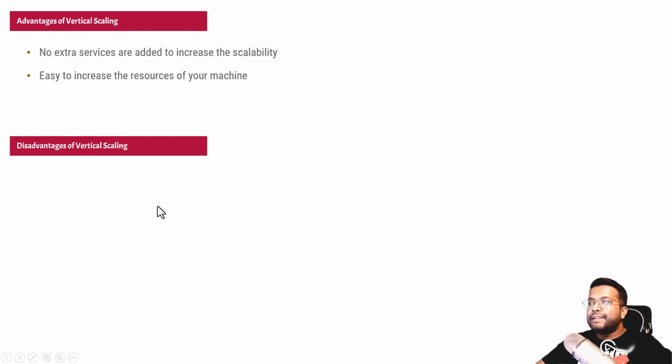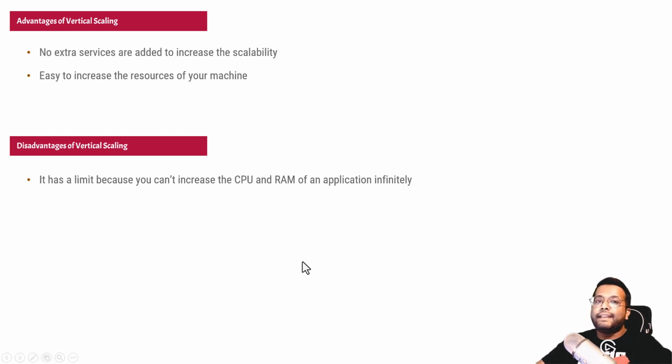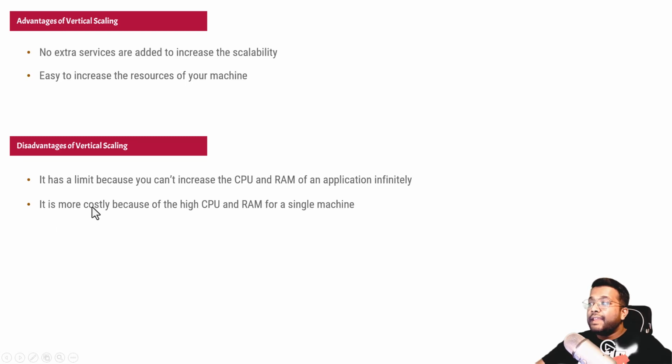Now, what are the disadvantages of vertical scaling? It has a limit because you can't increase the CPU and RAM of the application infinitely. There is no machine where you can infinitely increase the CPU and RAM. So that's why there is a limitation. It is also more costly because of the high CPU and RAM for a single machine. If you try to build a RAM of let's say 1 TB or 100 cores of CPU, it becomes more and more costly because we don't have such machines in the current world. You can't increase it infinitely, and as soon as you go to a higher number, the cost also increases.